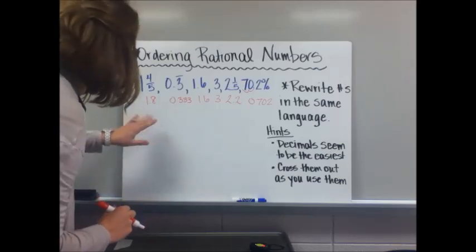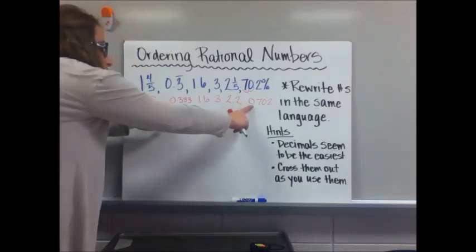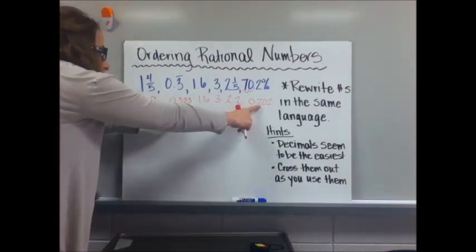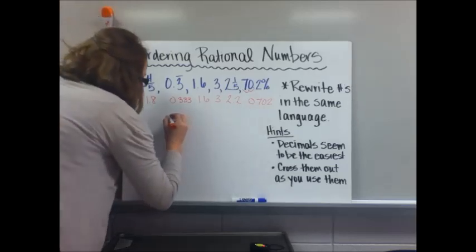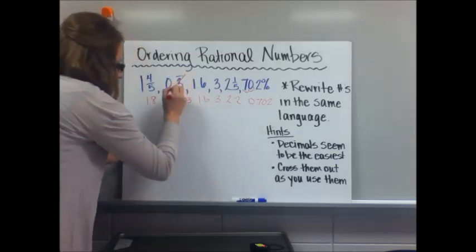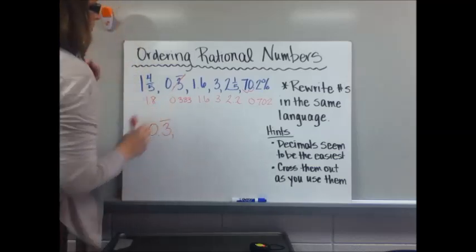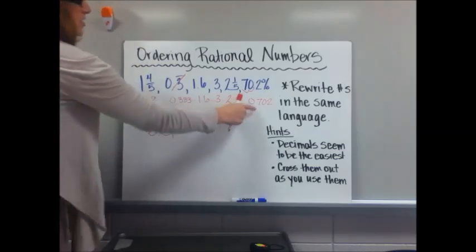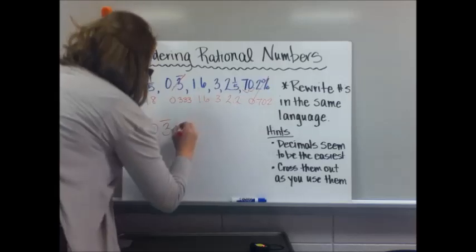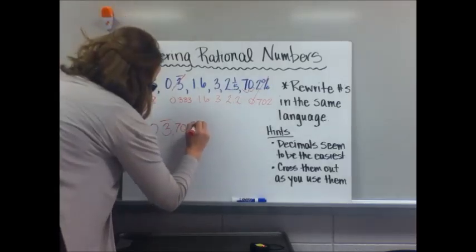Now I'm going to rewrite these. So for my least one, look at their whole numbers first. I have zeros as whole numbers here. 3 is smaller than 7. So my first one is 0.3 repeating, and I'm going to write it using the original language. Second is going to be this one over here, 70.2%.